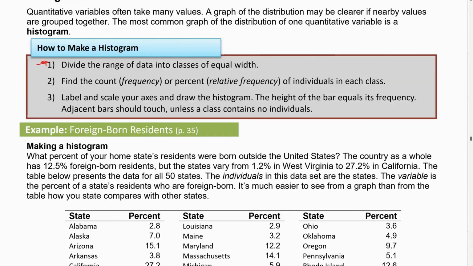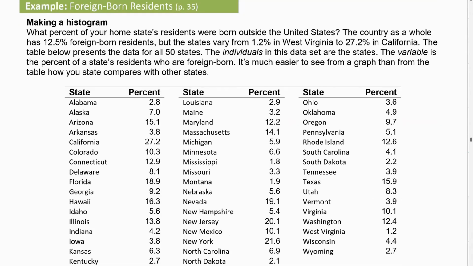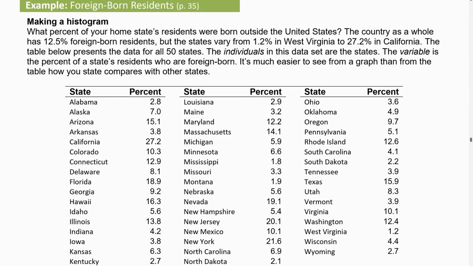For an example, we're going to make a histogram out of this data. What percent of your home state's residents were born outside the United States? The country as a whole has 12.5% foreign-born residents, but that varies from 1.2% in West Virginia to 27.2% in California. The table below presents data for all 50 states. Remember, this is a data set. So what are the individuals for this? The individuals are the individual states, and the variable, the data that we're collecting from those individuals, is what percent of the state's residents are foreign born.